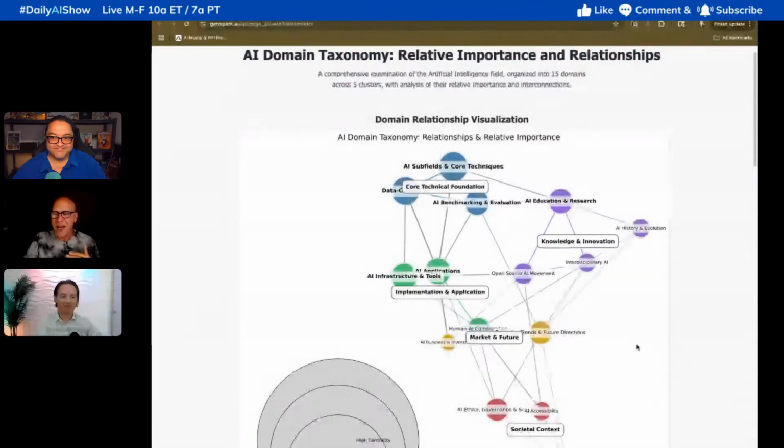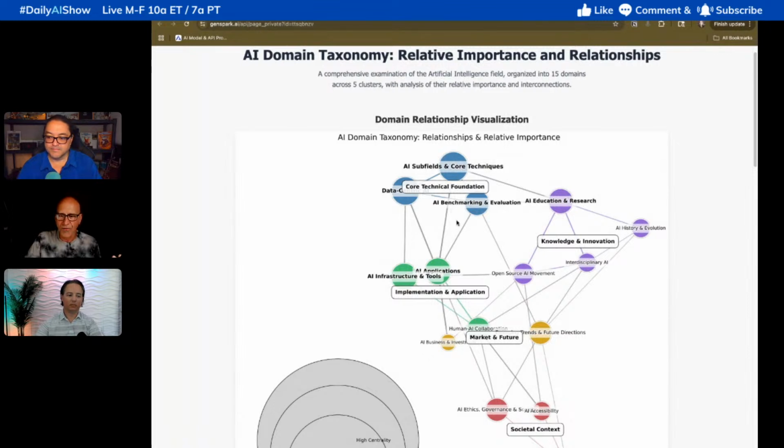I'm going to share my screen and we'll kick it off with an exploration of the landscape of AI. Here we start out with the domain taxonomy with its relative importance and relationships. Now, this is a spaghetti chart, and it's going to get a lot clearer very shortly. So let me just say, this is the mind map approach to these 5 clusters. The circles you see are the 15 domains. So AI benchmarking and evaluation is a knowledge area. It's a domain. It's an area of study in AI education and research. But this is a specific core understanding or technique that needs to be applied to AI in this core technical foundation. And there's a hierarchy here that's represented in this diagram as well.